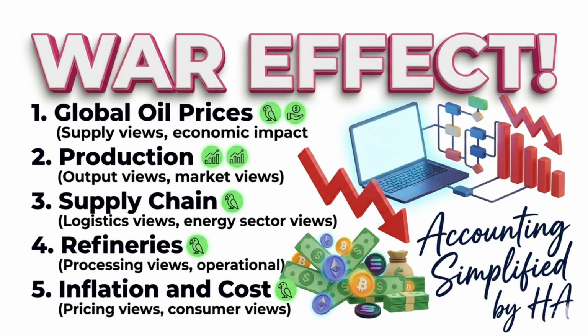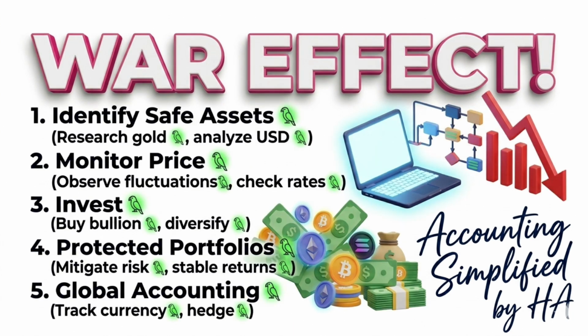Point 5. Inflation and cost. This all leads to higher pricing for consumers, increasing the overall cost of living. Finally, where do you put your money for safety? These are protected assets. Point 1.